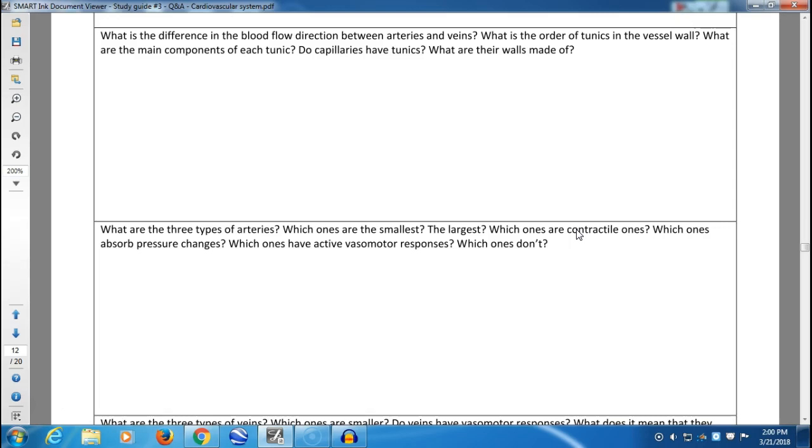Intima, media, externa. What you need to know: the main structures. In the intima, endothelial cells; in the media, smooth muscle cells; in the externa, connective tissue, as far as it goes.